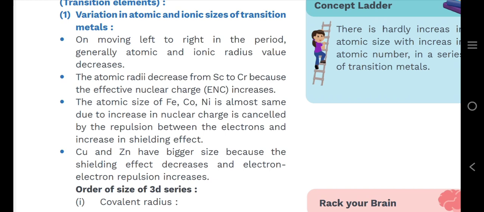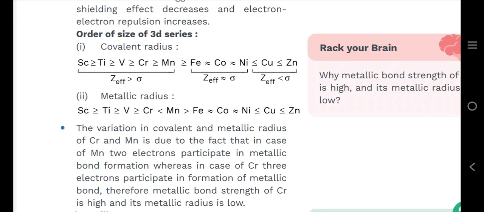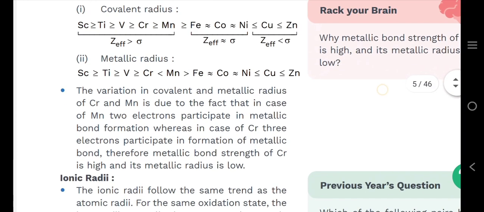The atomic size of Fe, Co, Ni is almost the same because the increase in nuclear charge is cancelled by the repulsion between the electrons and the increase in shielding effect. Copper and zinc have bigger size because the shielding effect decreases and electron-electron repulsion increases. The order of the size of the 3d series is given below.